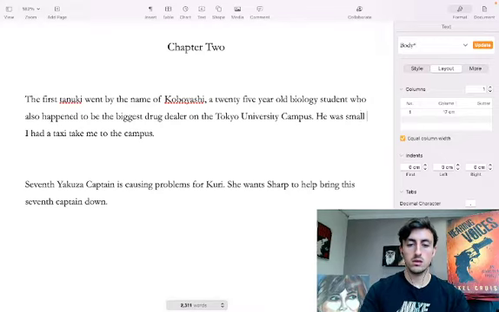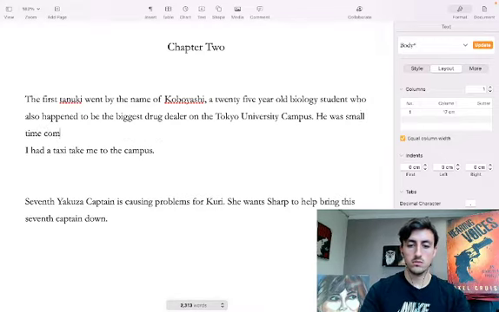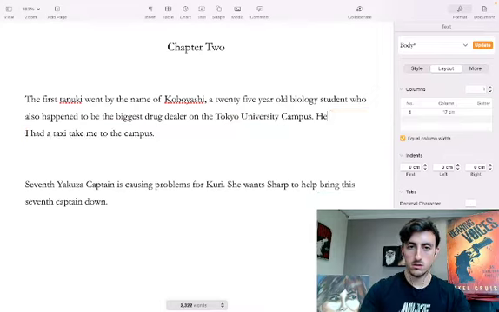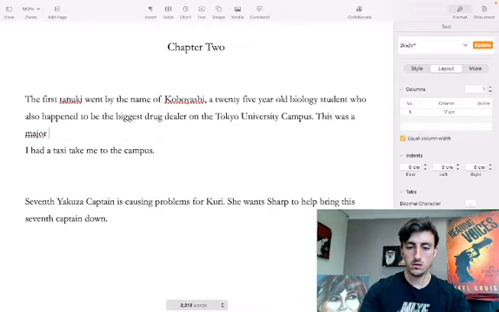He was small time compared to the major Yakuza operations, but this was a major source of money for the seventh captain.